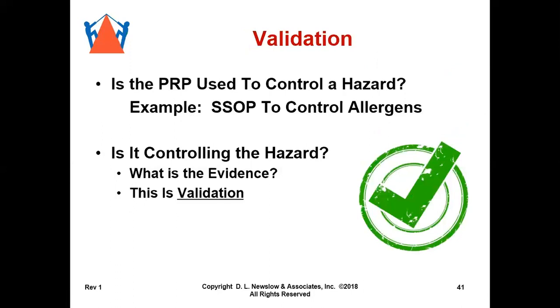Now, validating is that you're doing the right thing to control the hazard. So if you want to process at 151 for 16 seconds, and you're saying you're doing that to kill an organism, then you need the scientific evidence to show that 151 for 16 seconds will kill the organism that you're trying to kill. That is validation. You can do it, and you can prove you're doing it, but do you have the science behind it that shows that you're doing the right thing? And that's the validation step.